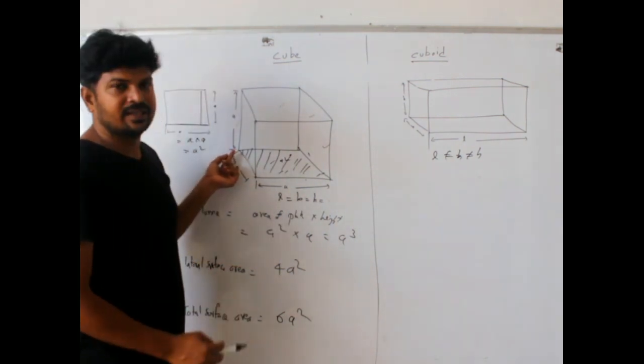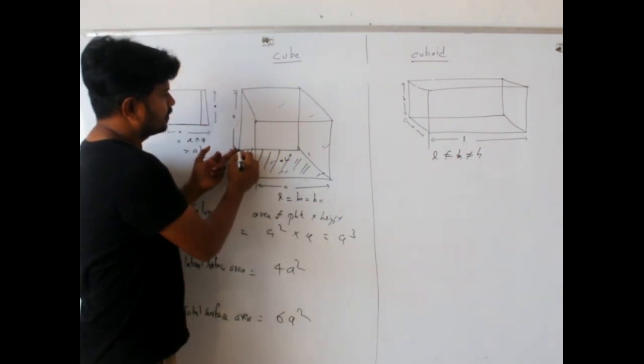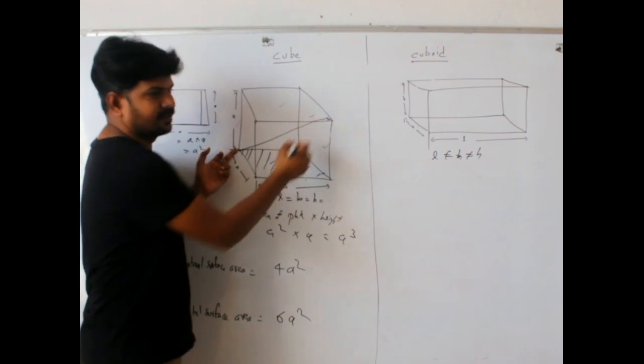In order to find the diagonal in a cuboid, normally, from this edge to this edge, you require the diagonal here.